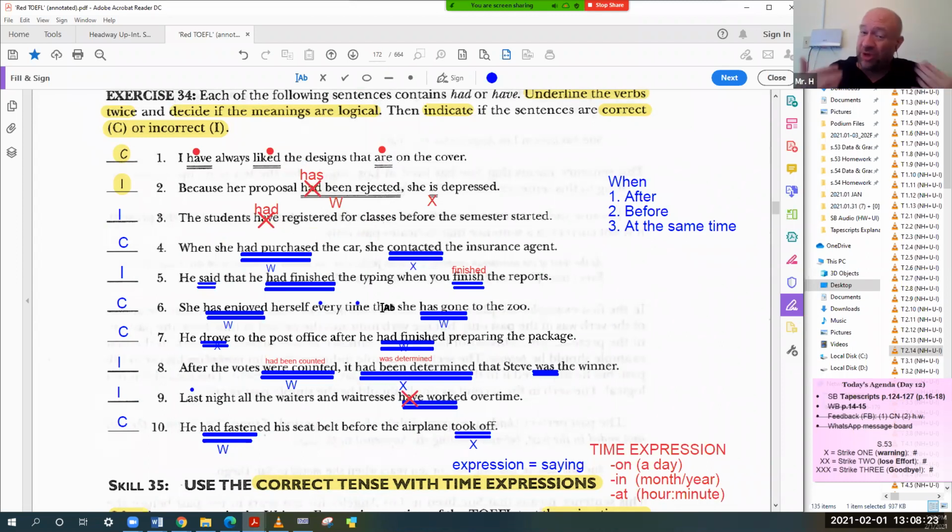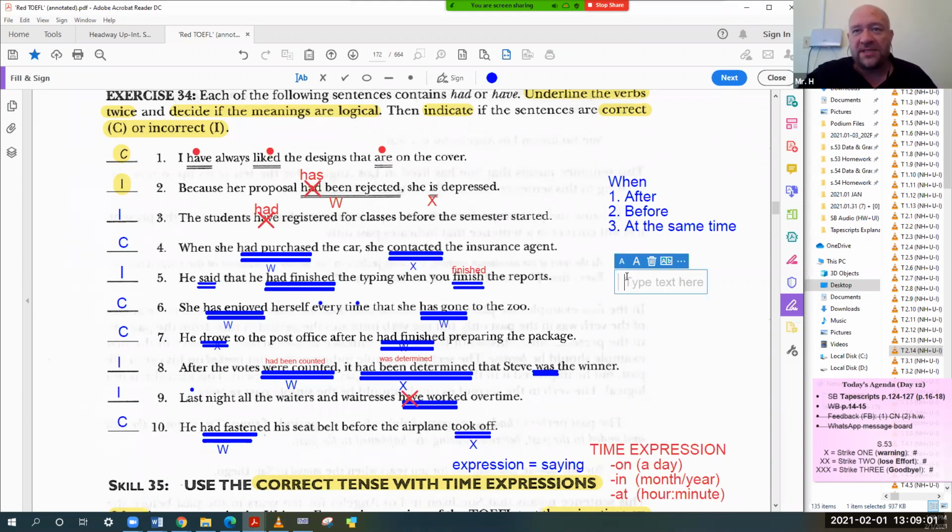So we use the present perfect to emphasize experience. Well, did she enjoy herself before that experience, or did she enjoy herself at the same time as this experience? Because both are present perfect, so it should be the same time. That's right. Yeah, because they both went only because this is experience. It's because it's an experience.